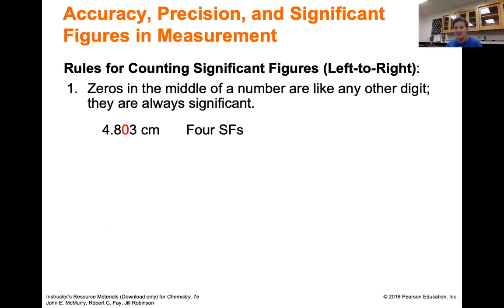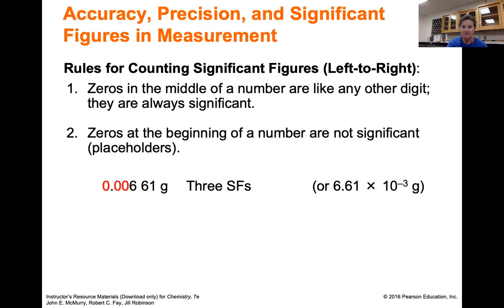When we count significant figures, zeros in the middle of a number are like any other digit. They're always significant. So we have 1, 2, 3, 4 significant figures in this number. Zeros at the beginning of a number are not significant. So when you look at this number here, where did my cursor go?